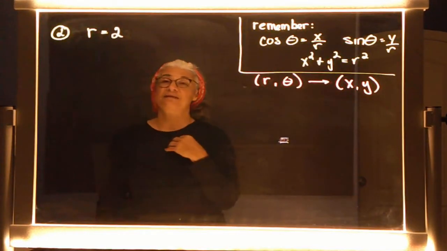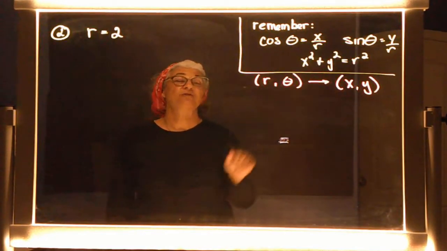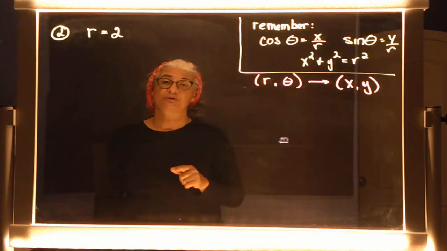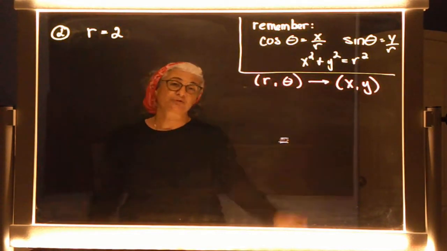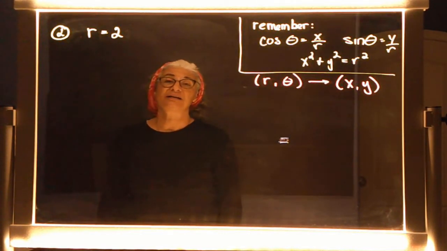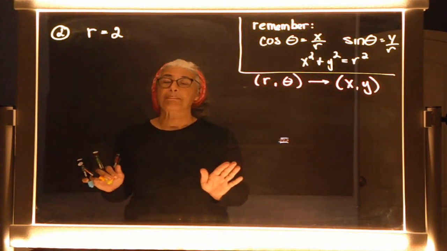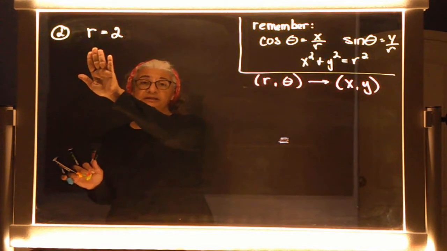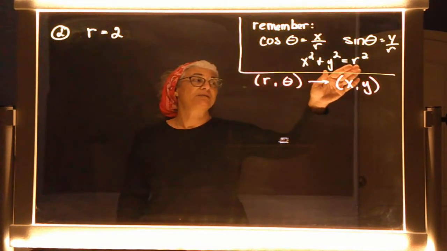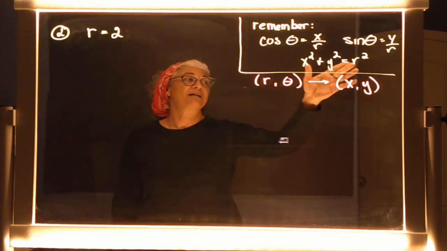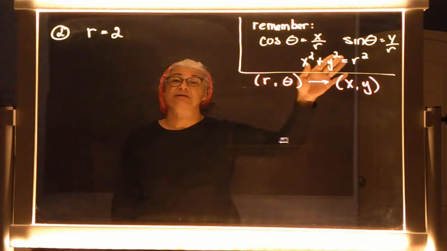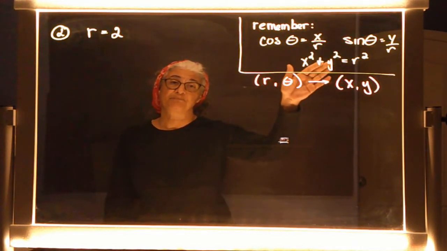Okay, so let's look at the second one. Now I left this information up here so we can see what we're working with. I have r equals 2. And you're like, well, how the heck do I do that? Okay, so there's a couple of different approaches. I could replace r, right? All I have to do is take the square root of both sides, and r would be equal to the square root of x squared plus y squared, wouldn't it be?